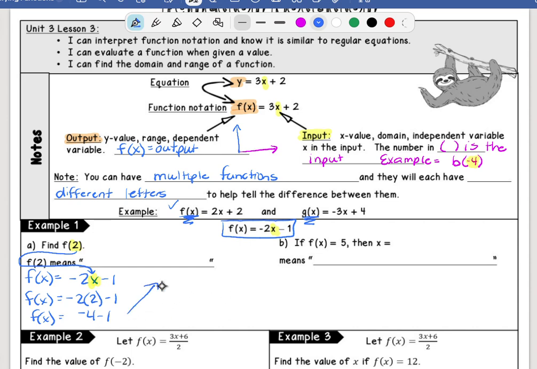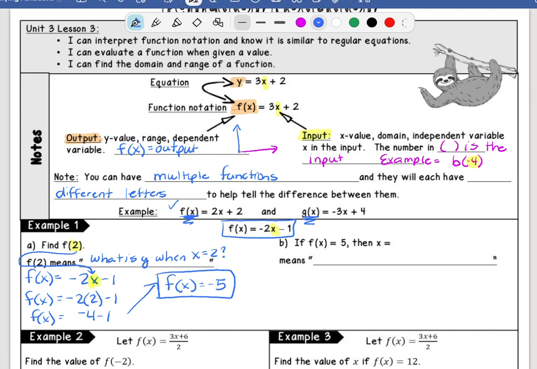And then I can finish it right here. f of x, negative 4 minus 1 is going to give you negative 5. Okay. So f of 2, what that means is, what is y when x equals 2? Okay, that's all it is. It's not too bad. It's just written fancy style, okay?